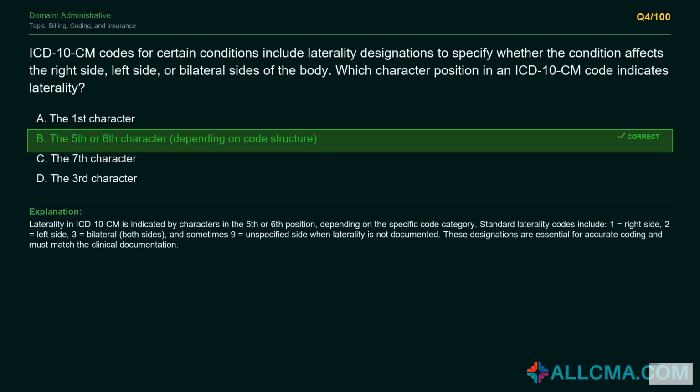The correct answer is B. Laterality in ICD-10-CM is indicated by characters in the 5th or 6th position, depending on the specific code category. Standard laterality codes include 1 equals right side, 2 equals left side, 3 equals bilateral, both sides, and sometimes 9 equals unspecified side when laterality is not documented. These designations are essential for accurate coding and must match the clinical documentation.